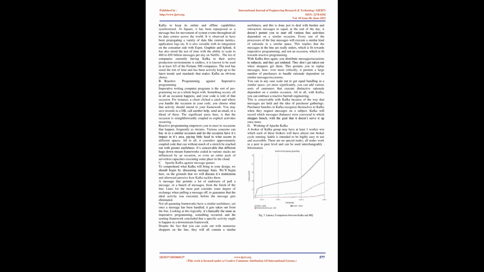Working of Apache Kafka. A Kafka cluster may have one or more servers, on which each of these brokers will have at least one broker process running. Kafka is designed to be highly easy to use and available. There are no special nodes, all nodes work at a peer-to-peer level and can be used interchangeably. Fig 3. Latency comparison between Kafka and MQ.